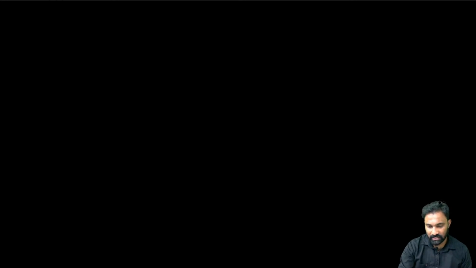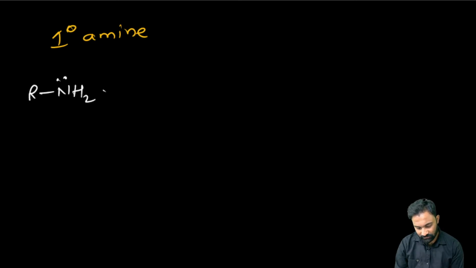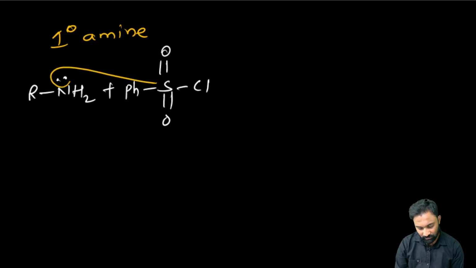Now Hinsberg reagent, remember asin. Now how is the 1 degree amine reacting? Now we'll see how the 1 degree amine is reacting with the Hinsberg reagent. This is the 1 degree amine. When it is reacted with the benzene sulfonyl chloride, this nitrogen lone pair of electrons will attack the sulfur, and the chlorine, being a good leaving group, will leave. Clear? Now the nitrogen will get the positive charge.